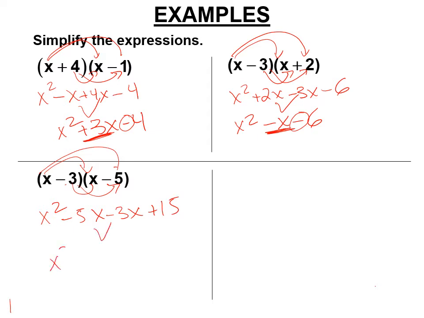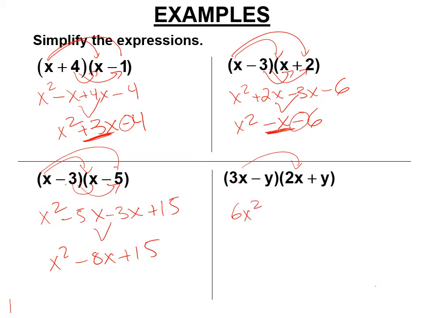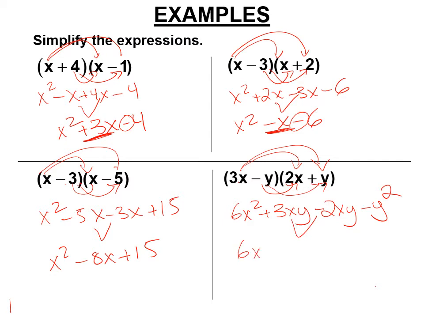So no, everything is not going to be minus because you end up with a negative times a negative and you get a positive there. Let's see that again. So 3x times 2x, 6x squared, right? You get an x squared every time, but this time we have coefficients. 3x times y, 3xy, right? Negative y times 2x, that's negative 2xy. We put, alphabetical order. Negative y times y, negative y squared, right? Negative 1 times 1 is negative 1, so it's negative y squared. Combine your like terms in the middle, 6x squared plus xy minus y squared.